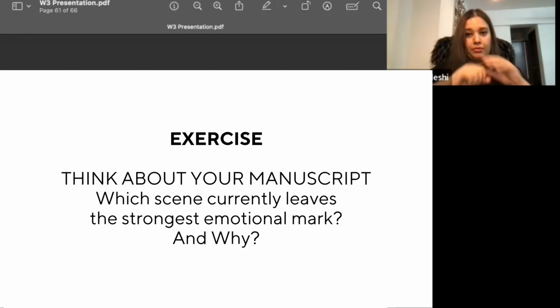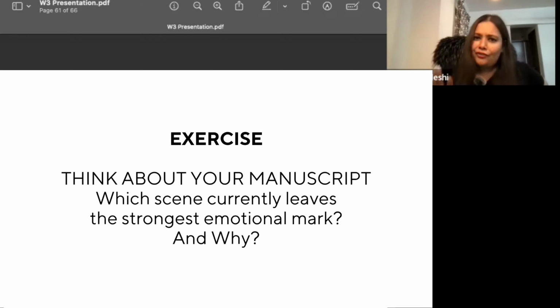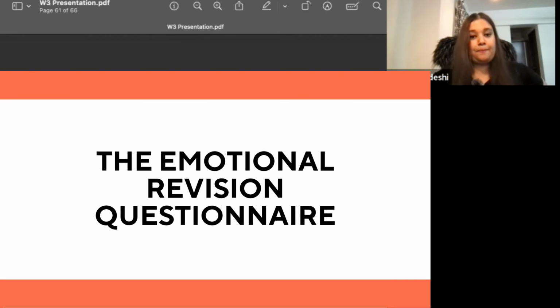So now we've explored emotional depth, scene movement, subtext, and memorable emotional impact. Let's end the workshop with a framework, which is actually a questionnaire that you can apply to your manuscript revision right away as soon as the workshop ends.